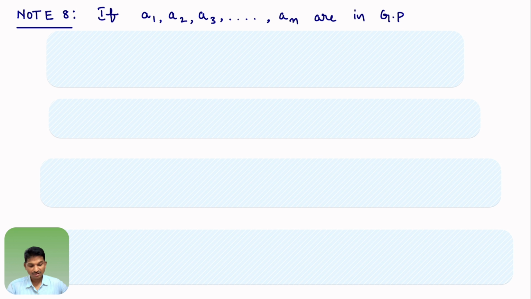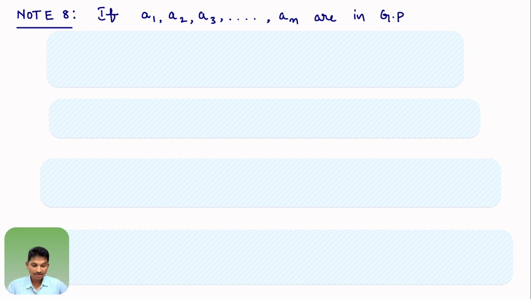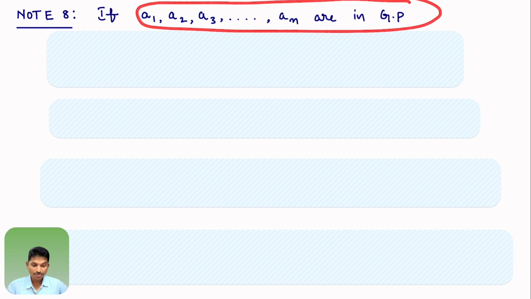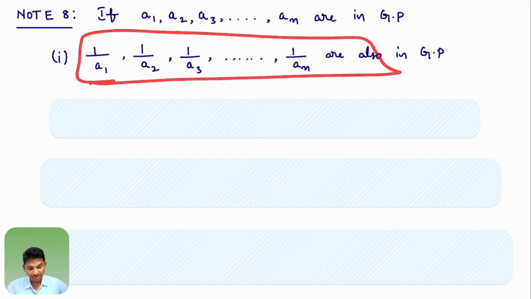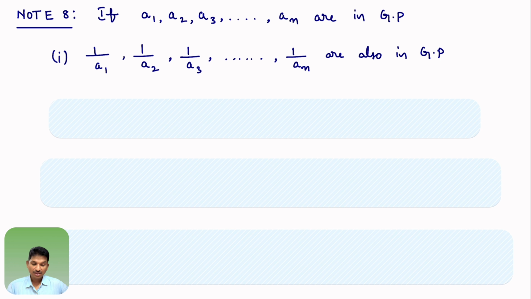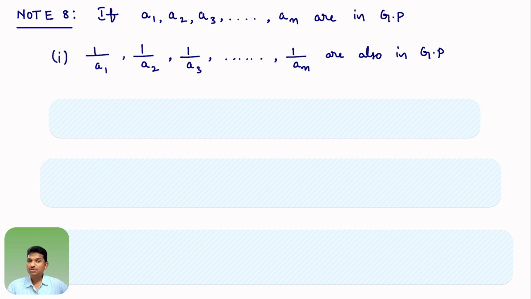First observe this note. If A1, A2, A3 and so on An, like that, n terms are in geometric progression, they only given that these n terms are in geometric progression, then whatever the reciprocals, if I choose the reciprocals of those terms, they also form a geometric progression. Very simple to check actually. You observe the common ratio.